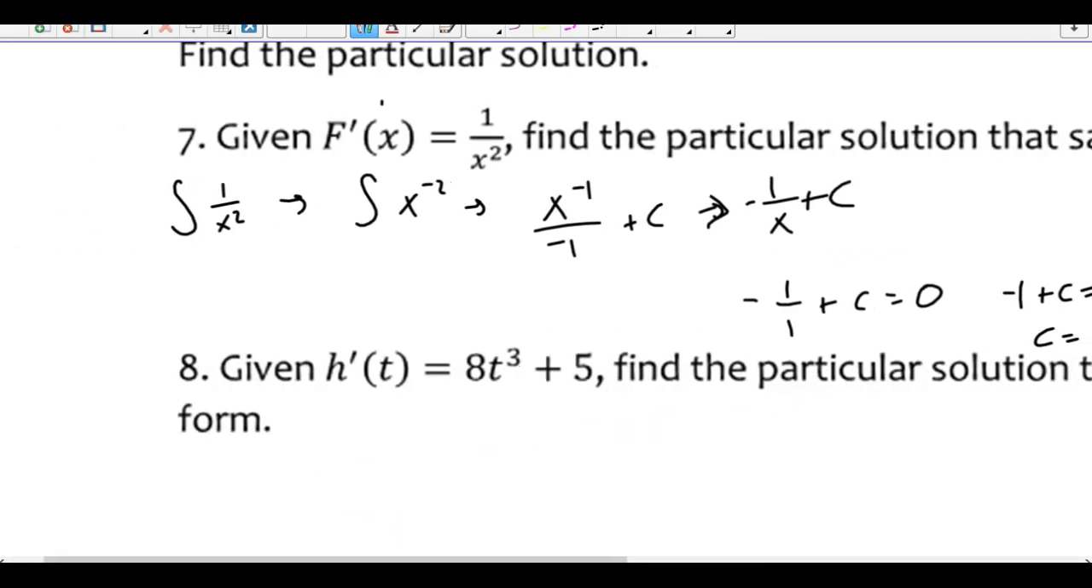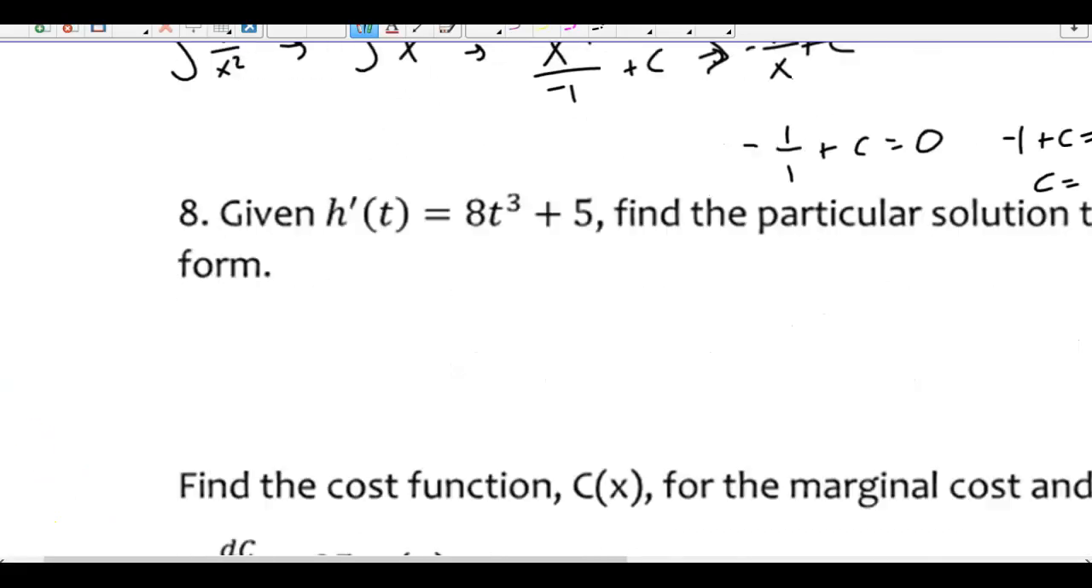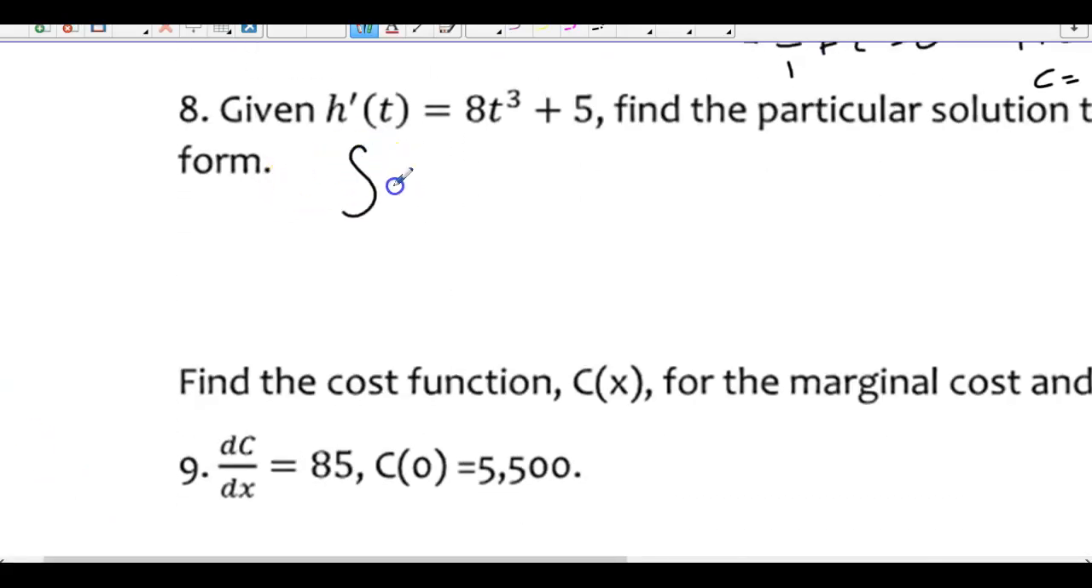Right here, given h prime of t is 8t cubed plus 5, find a particular solution that satisfies h of 1 equals negative 1, and then write in h of x form. So this is the same as that thing. Now we're going to integrate that. 8t cubed plus 5, we integrate it. We get 8t to the 4th over 4. Got to add 1, I subtract. Plus 5x plus c.